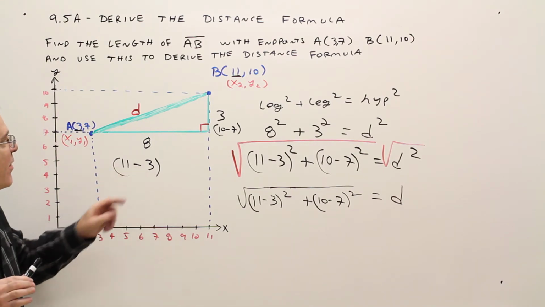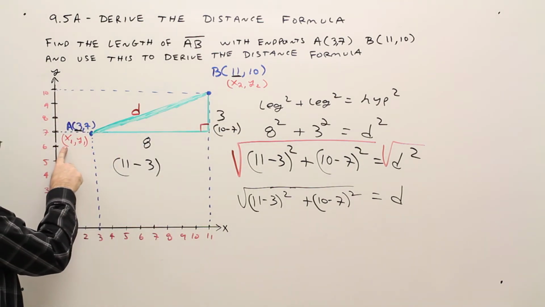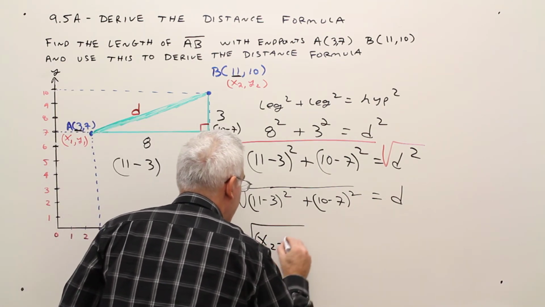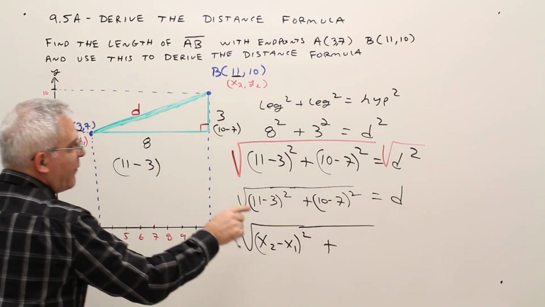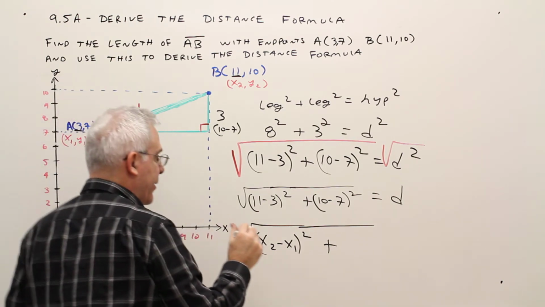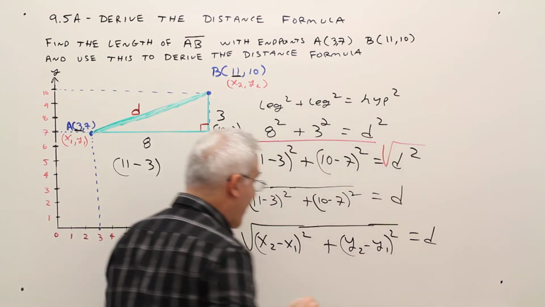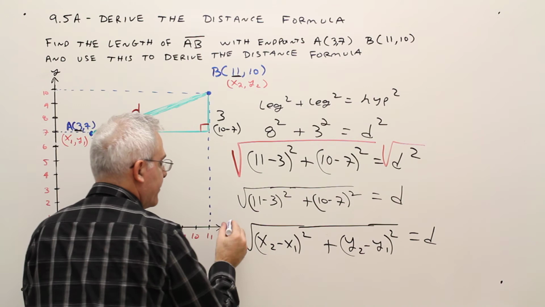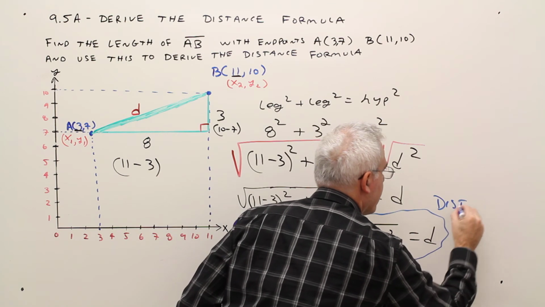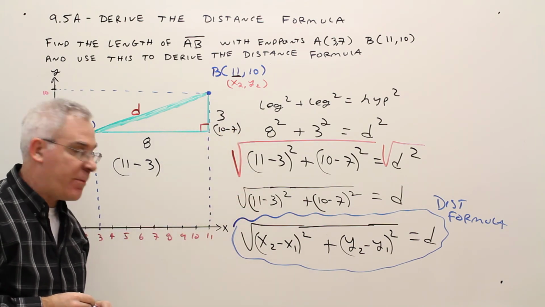All right, then let's make it even more generic. Instead of 11 minus 3, why don't I say x sub 2 minus x sub 1, squared, plus, instead of 10 minus 7, y sub 2 minus y sub 1, squared. And that is the distance formula. Okay, so it just comes right from the Pythagorean theorem.